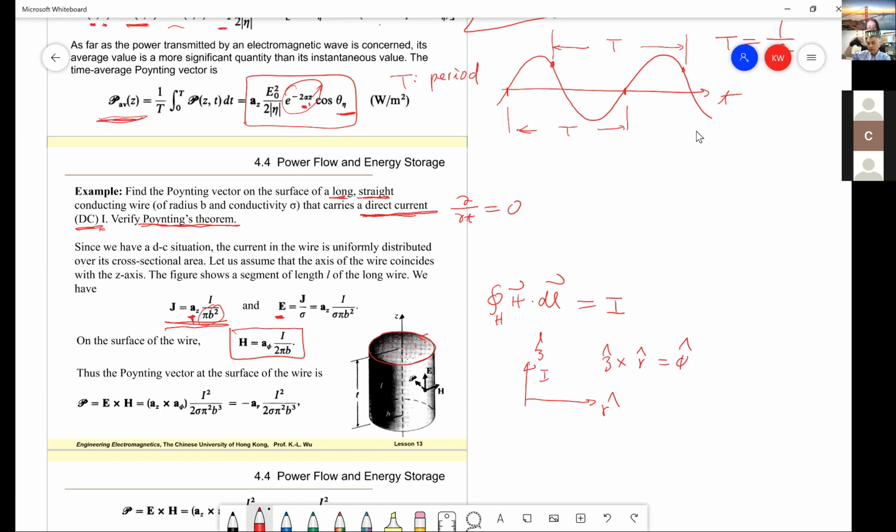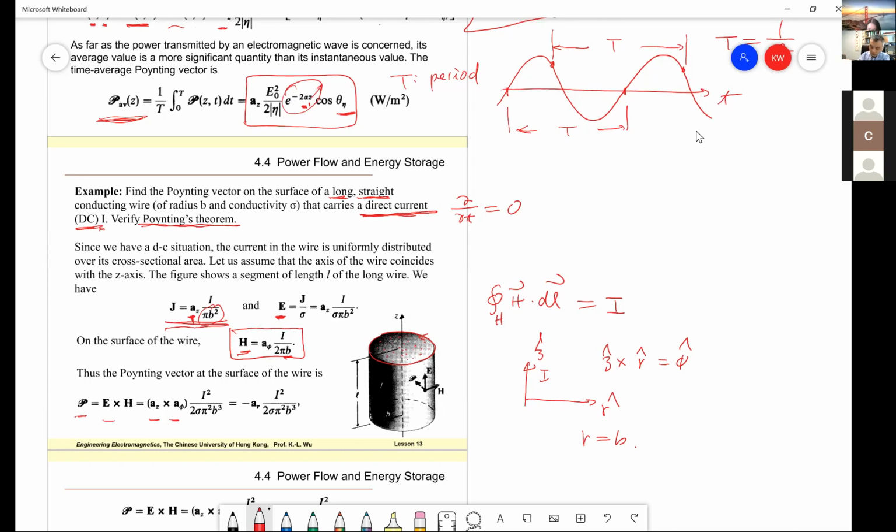Also, the magnetic field is uniform at any angle, so it is a constant, independent of phi. However, we collect the magnetic field over the outermost surface of the cylinder, so the distance R equals b. So we find the electrical field, we find the magnetic field. Now we can find the Poynting vector, E cross H.